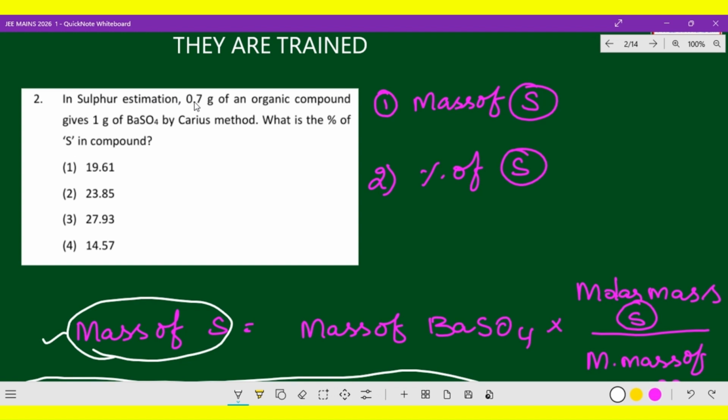Here they have given 0.7. That's what I just mentioned. Half of that they have given, right? Actually, it is the same question, same concept, and they have changed the value. Now which is the correct option? 19.61 only is coming. So 19.61, and what is this actually? It is a percentage, right? So option 1 is the correct option. I hope you got the clarity.